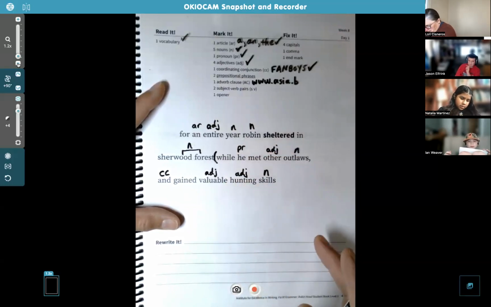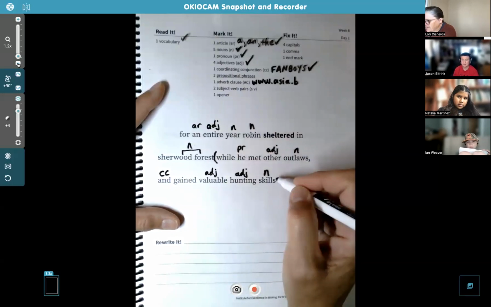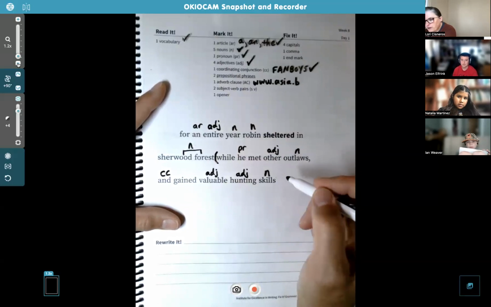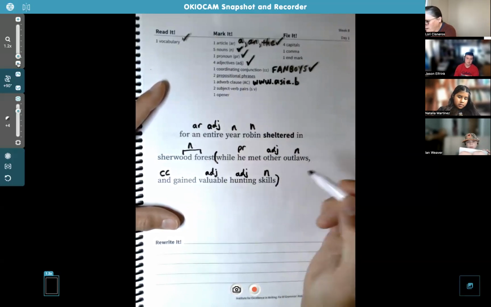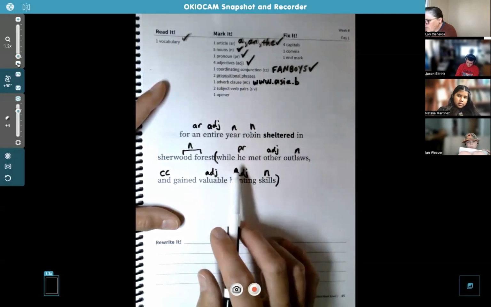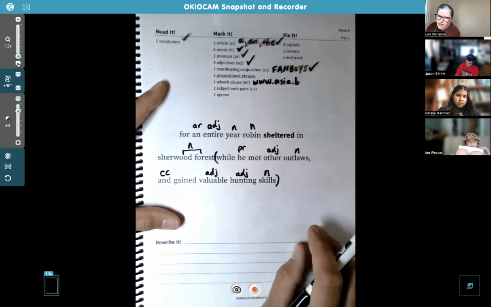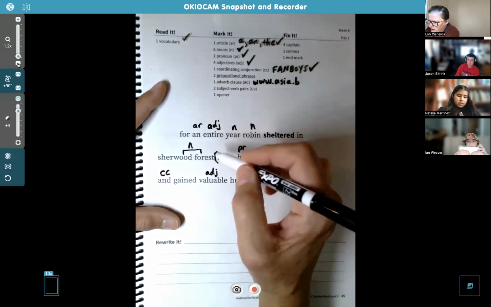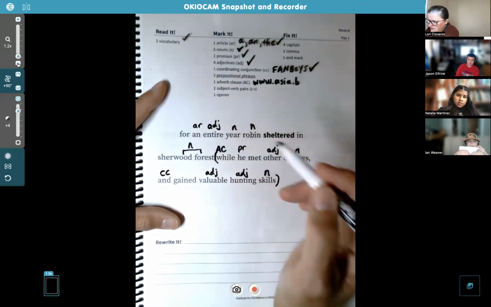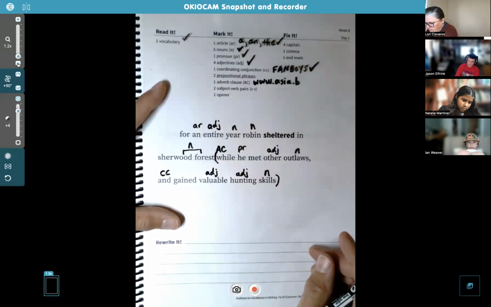So it starts with while. And where does it end? I'm guessing at the end of the sentence. No, that's correct. That first guess is correct. After skills. So while he met other outlaws and gained valuable hunting skills, that's the whole adverb clause. Good job. And I want you to label it AC right on top of while.